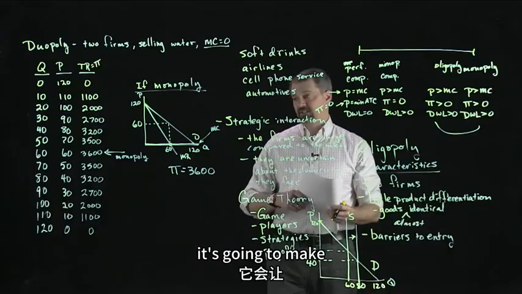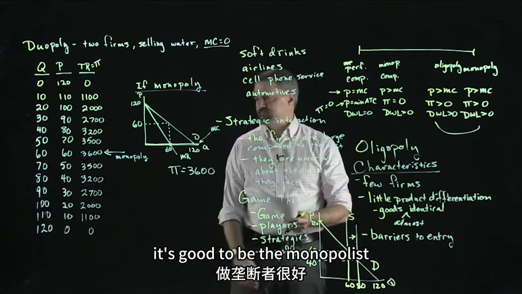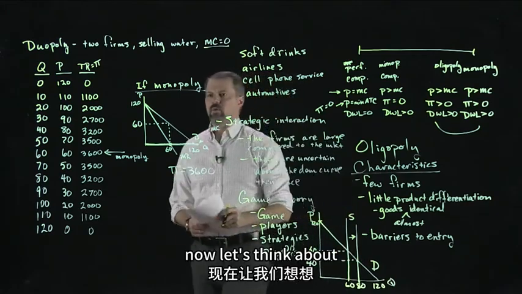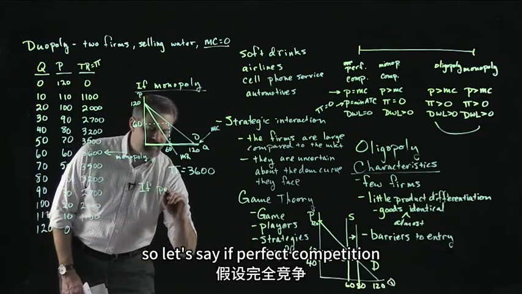And of course, it's going to make as much profit as it's possible to make. It's good to be the monopolist. Now let's think about what would happen if this was perfect competition.